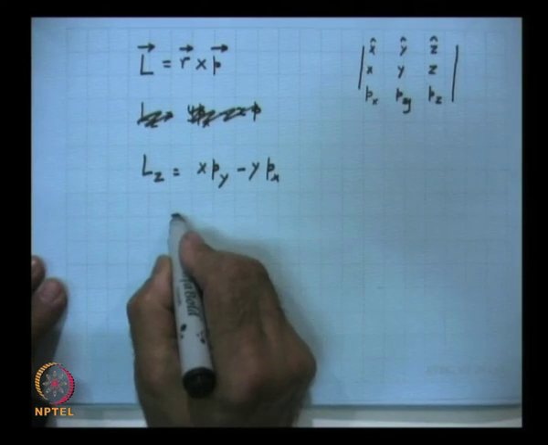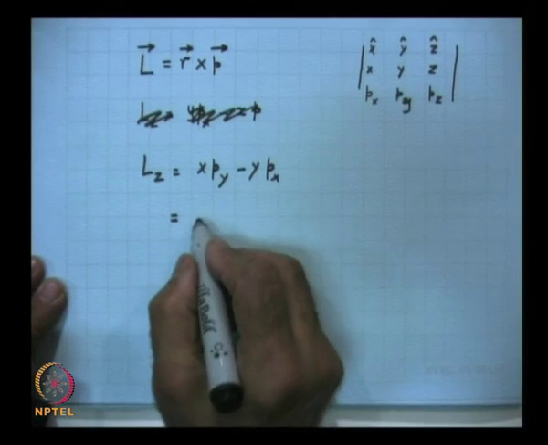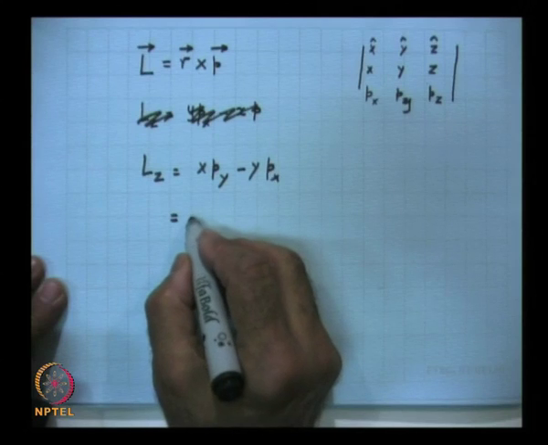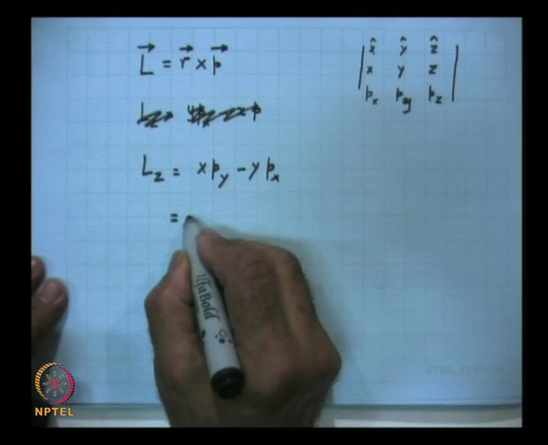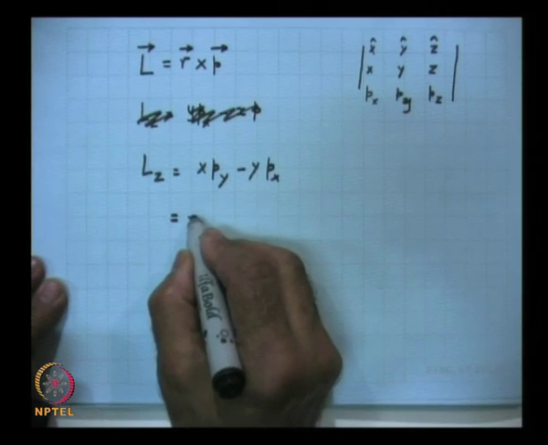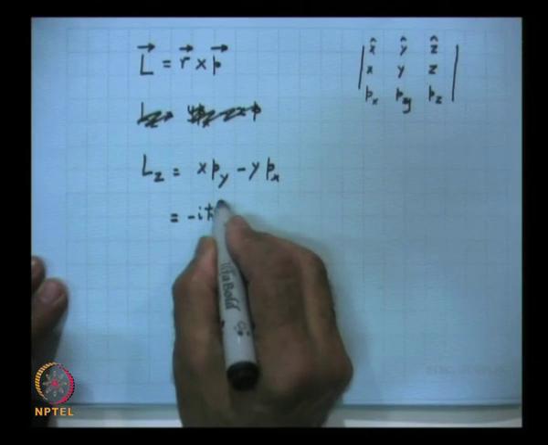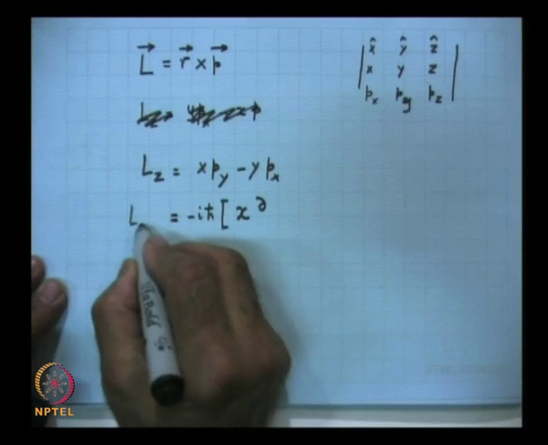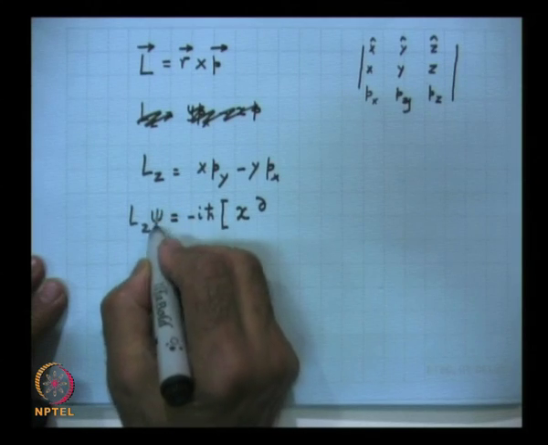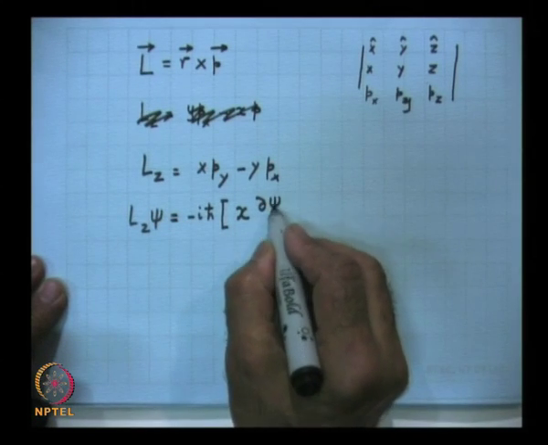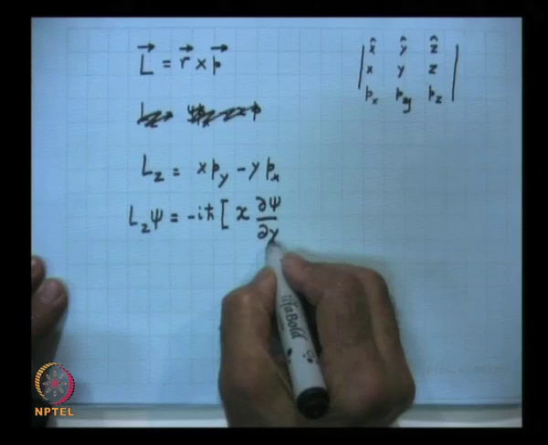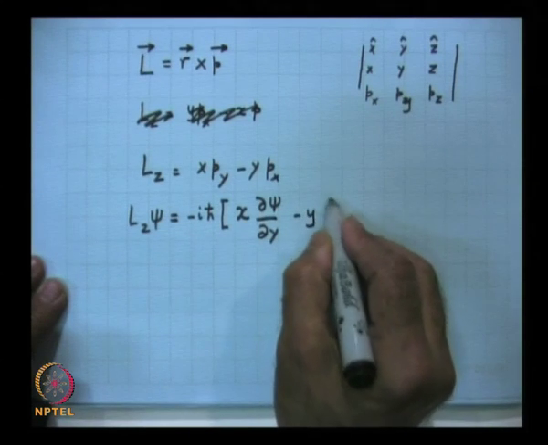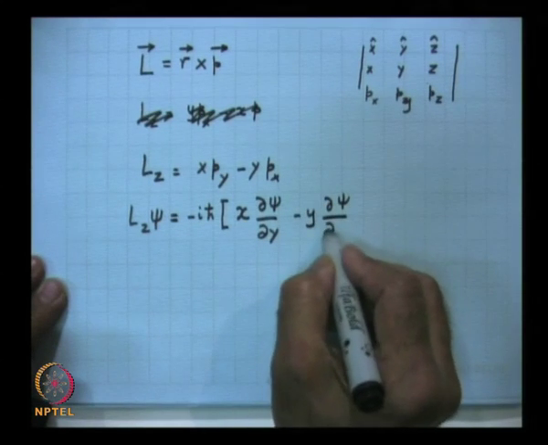So, if I write the differential operator representation, this becomes minus i h cross. So, Lz operating on a wave function psi will be x delta psi by delta y minus y delta psi by delta x.